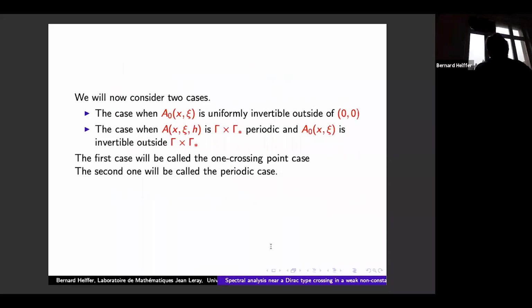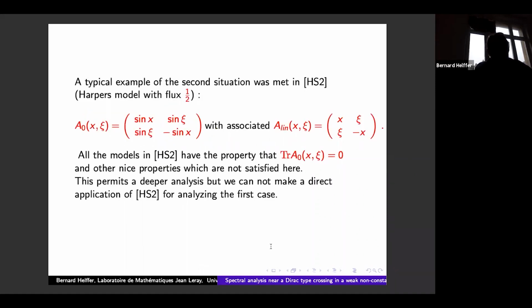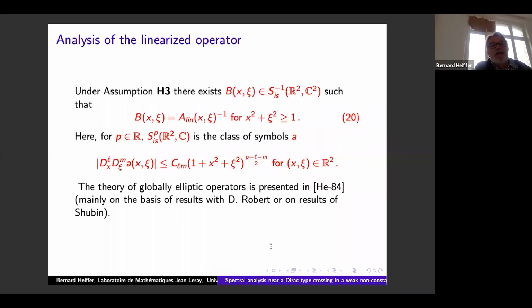Of course, for our problem we have to analyze the periodic case, but as an intermediate step we have to analyze the case where there is only one crossing in R2, the only crossing being at (0,0). The model which was appearing in Harper's was typically this one: sine x, sine psi minus sine x. But the techniques we developed at this time were assuming other properties that we don't have in general. For the model in this paper on Harper we have many more properties, so we can proceed a little differently and get a much deeper result under this stronger assumption. And so now we analyze this linearized operator.